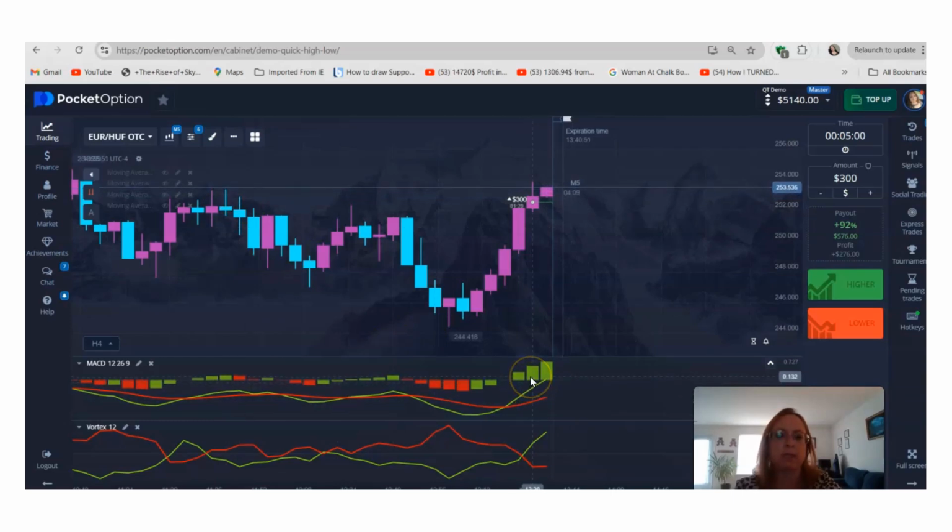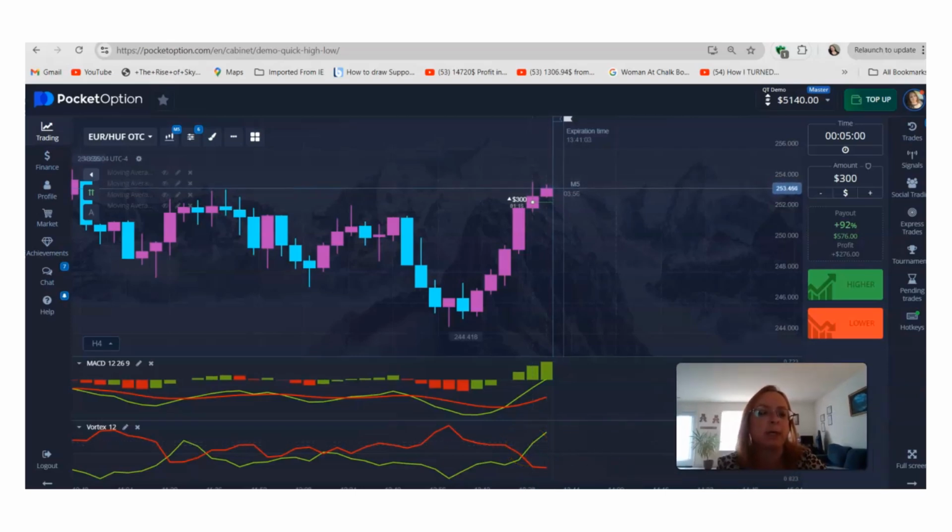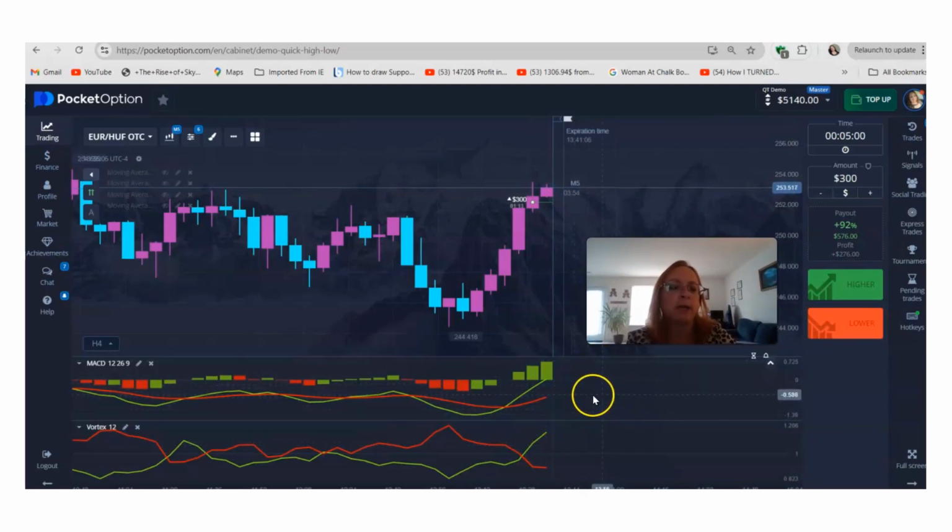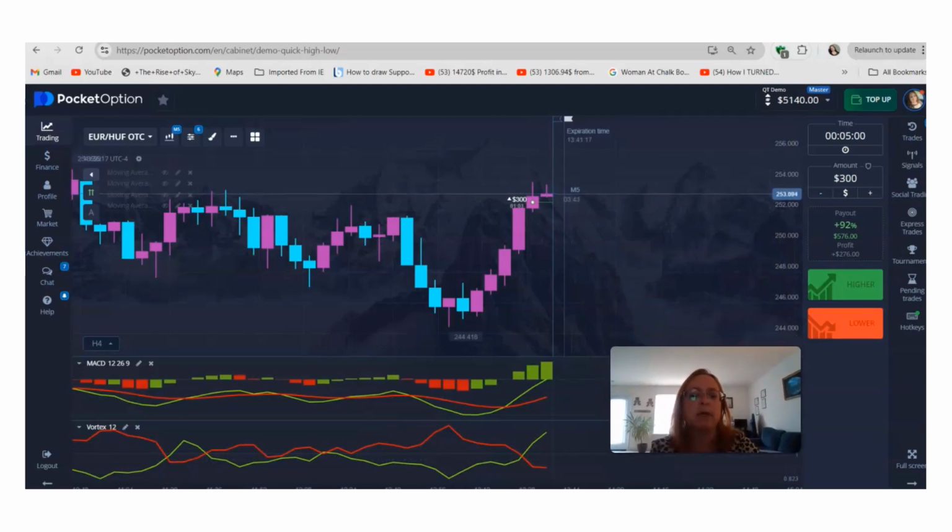The histogram here was almost double what the first candle was, and both of the green lines of the MACD and the vortex were in a massive uptrend. So that's why I got into that trade when I did. Also, the fact that the histogram was above the zero line in the MACD, as well as the one line in the vortex. So we have about 1 minute left of that trade, and we'll see what happens with it.